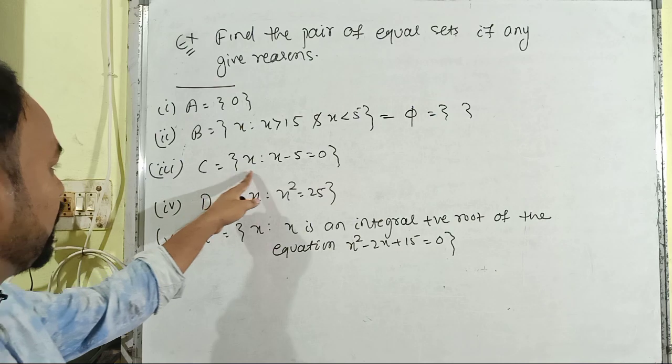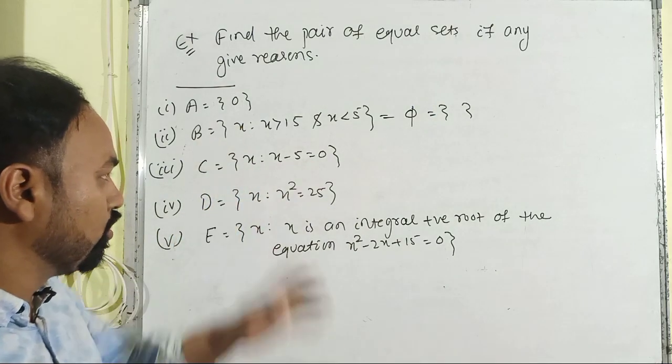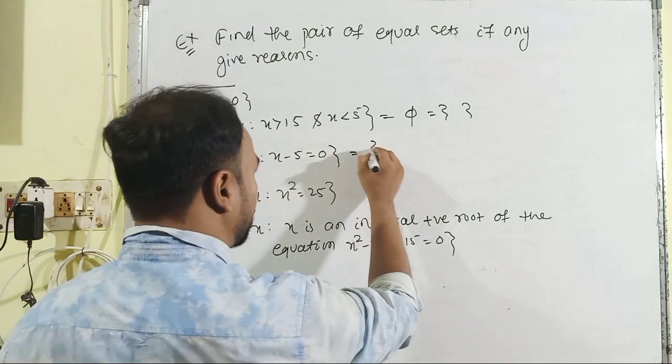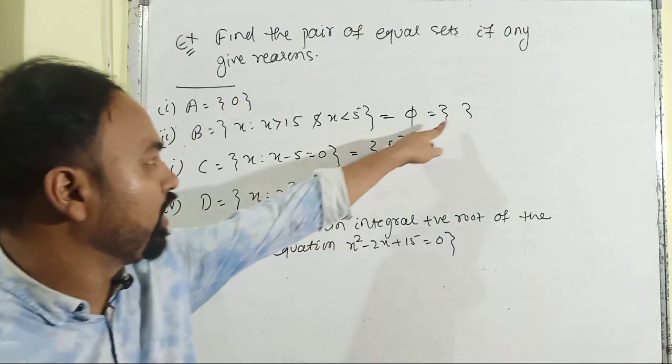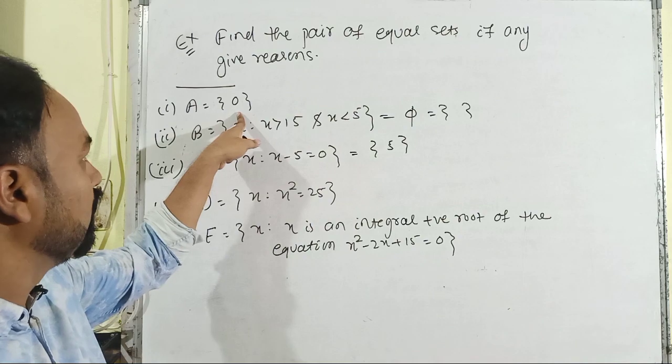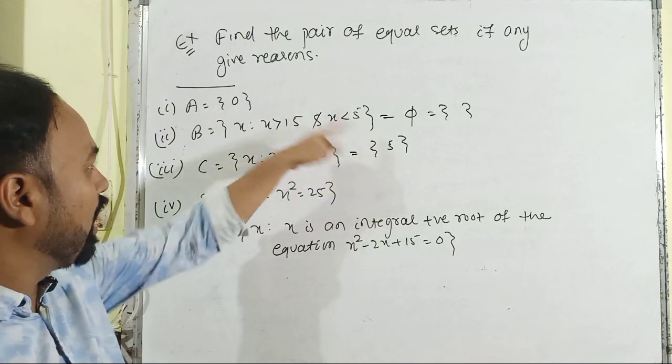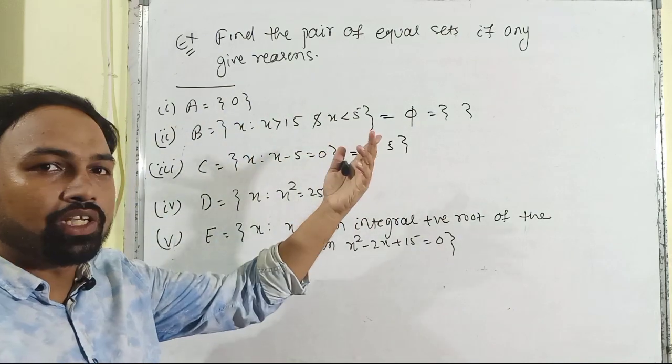Then the third set is x such that x minus 5 is equal to 0. That means here the set is 5. It is a singleton set, but it is very much different from this set and also this set. That means till now we have not found any sets that are equal.